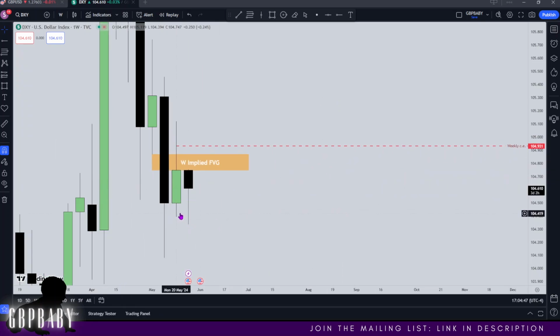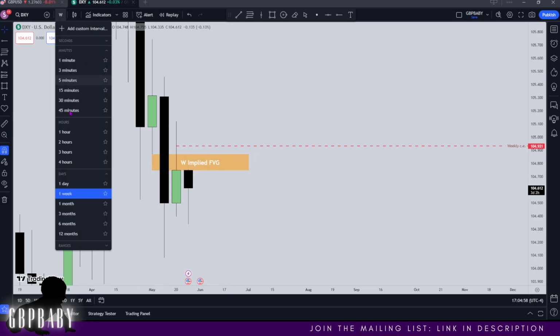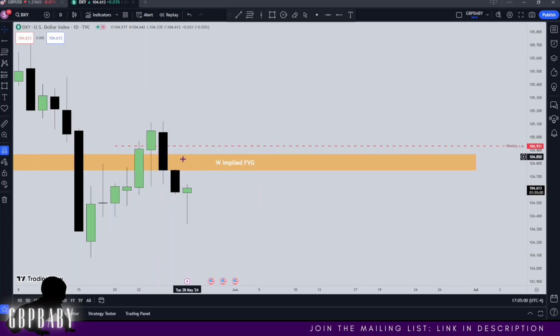So you'll see we've come down and taken out last week's low. So what's that? Sell stops have been accumulated. So we now need to look at some kind of premium PD array for price to trade into to then key off again. So let's go to the daily, and you can see here's that implied fair value gap.